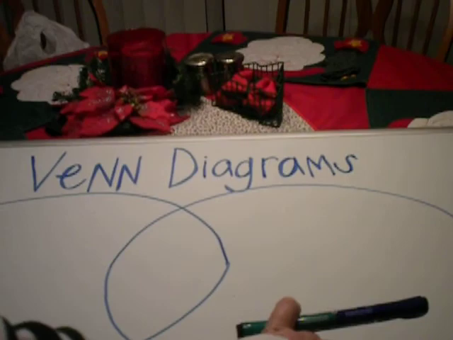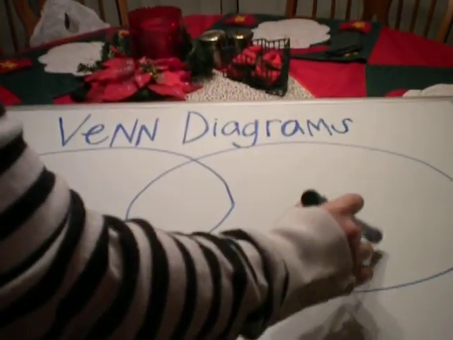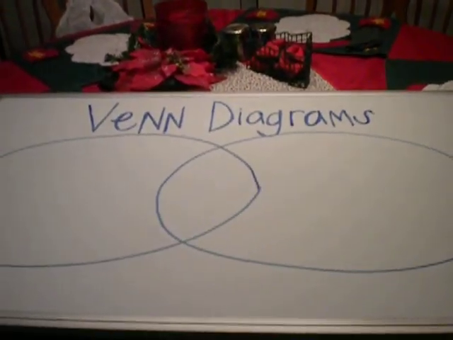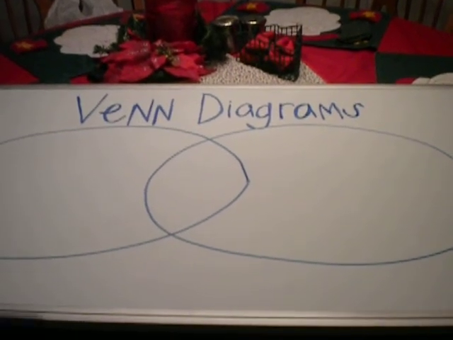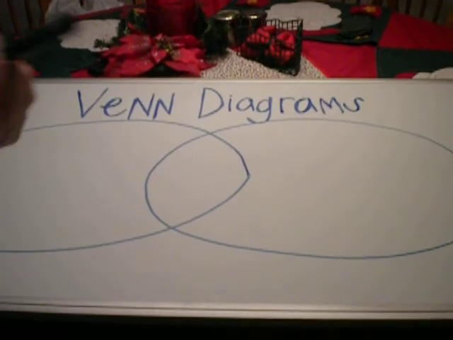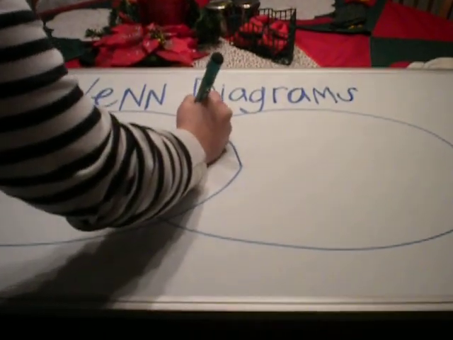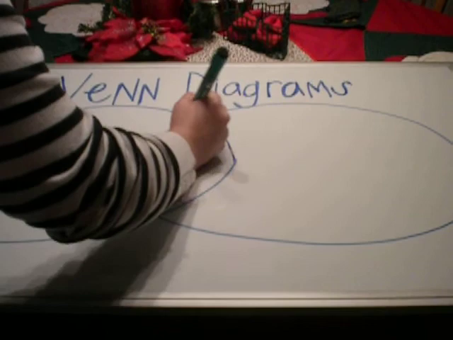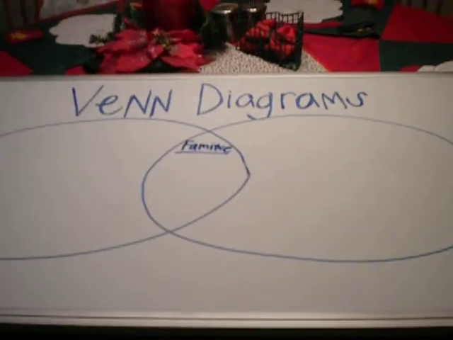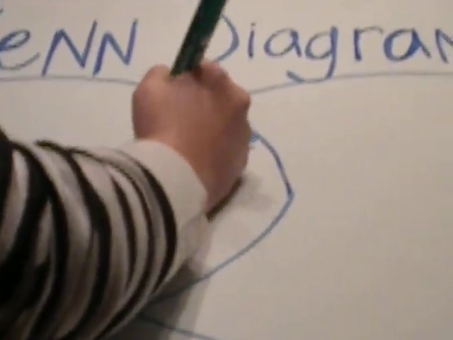The outer areas are where you will be comparing two subjects, and the middle area is where you'll have a vocabulary term. Today, we're going to be talking about famine. Famine, to me, means hunger.